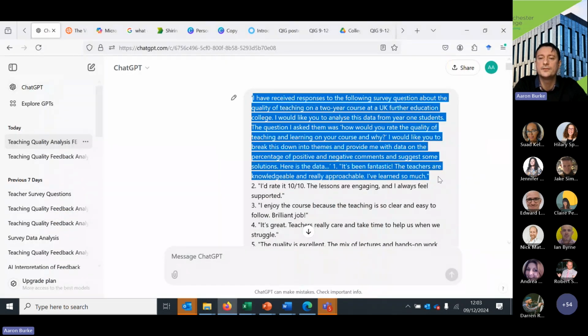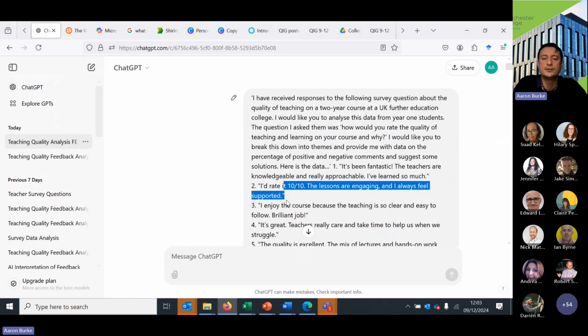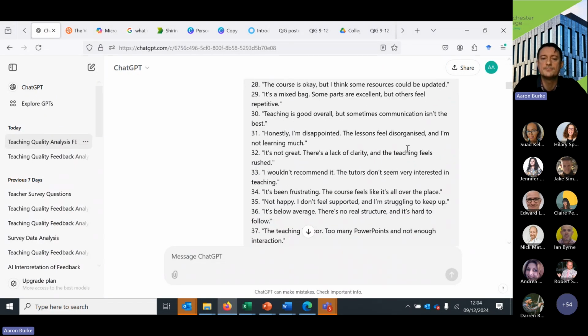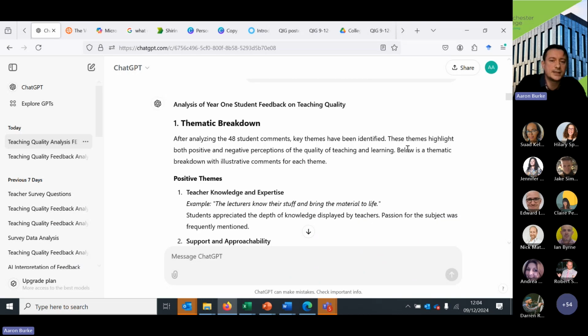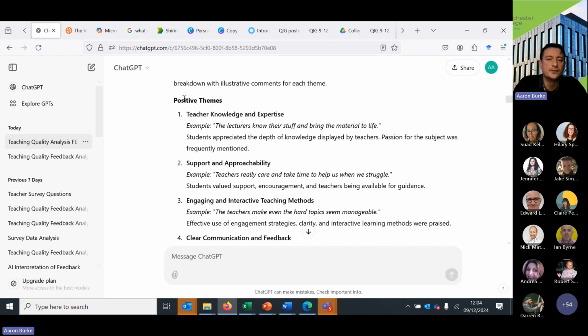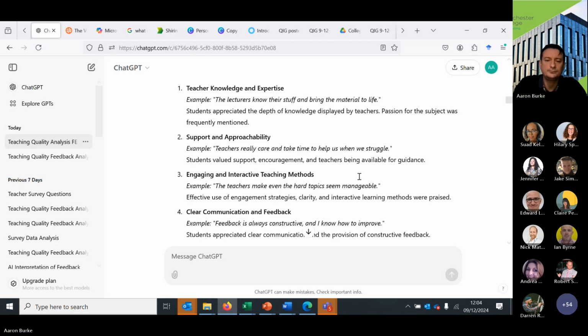So as you can see here, we've got our prompt, and further down you have our feedback that our students have given us. So let's have a look at what it's done for us. So it's broken it down into themes. So first of all, we've got some positive ones around teacher knowledge, expertise, communication and feedback. It's given us a nice example quote from each of the themes, and then it's done some further analysis for us as well.